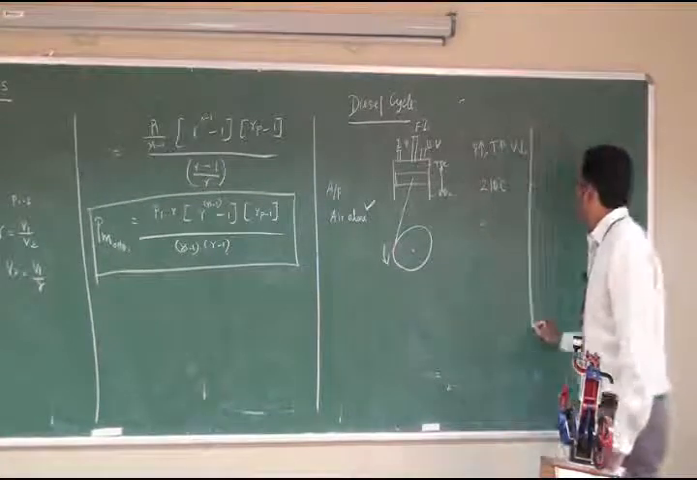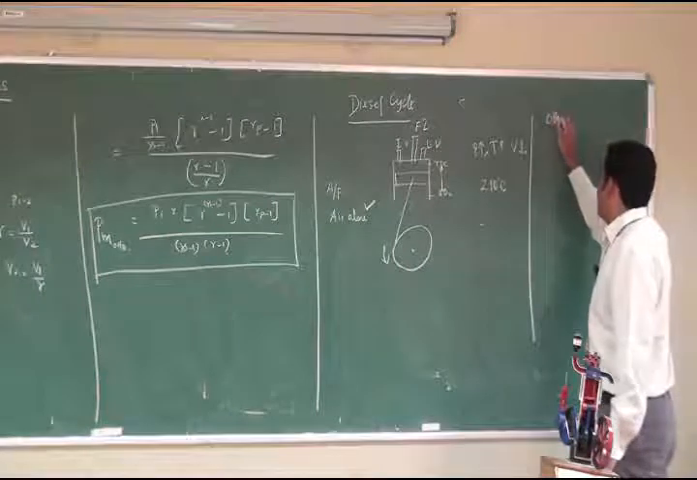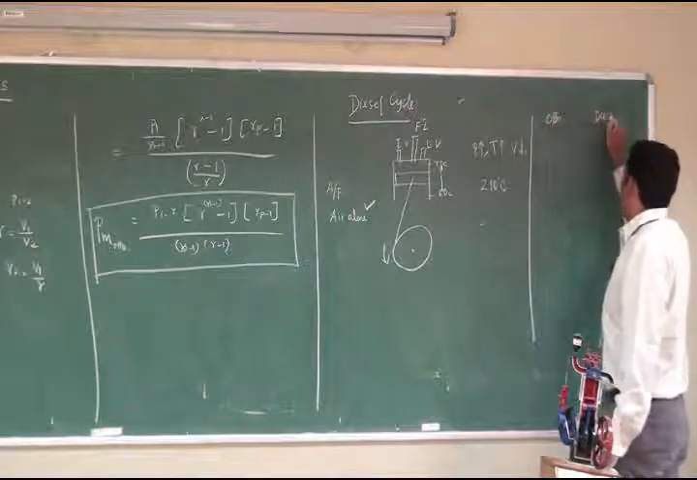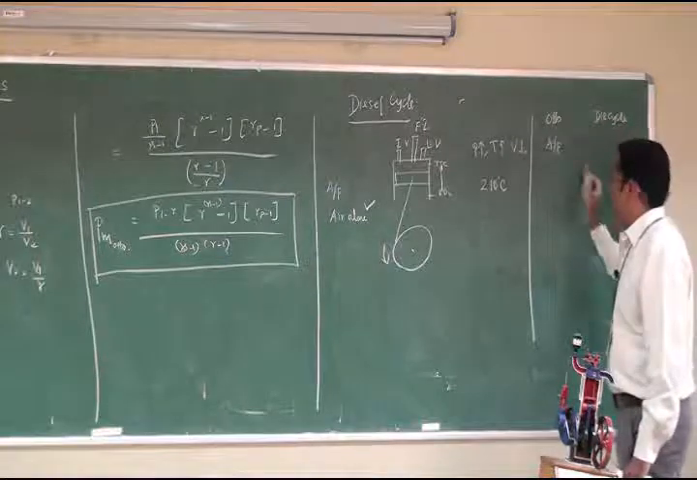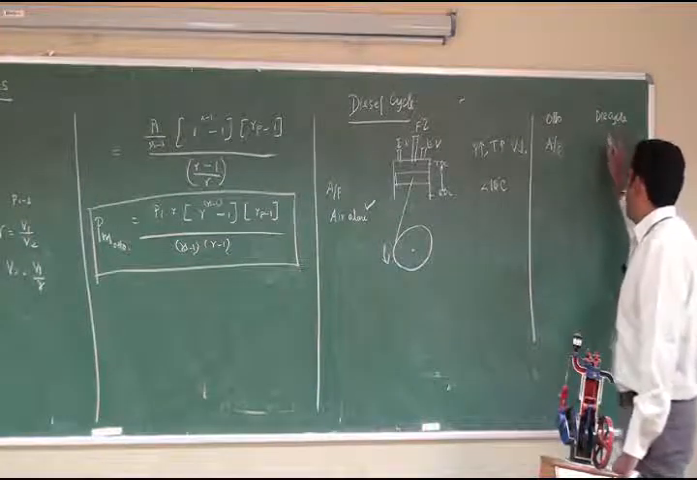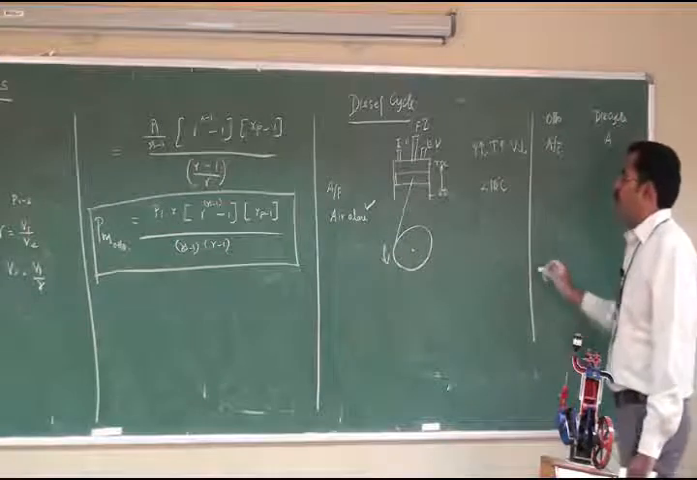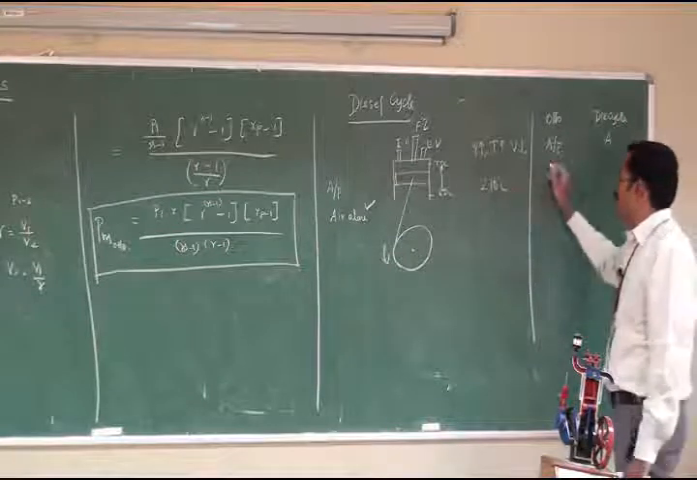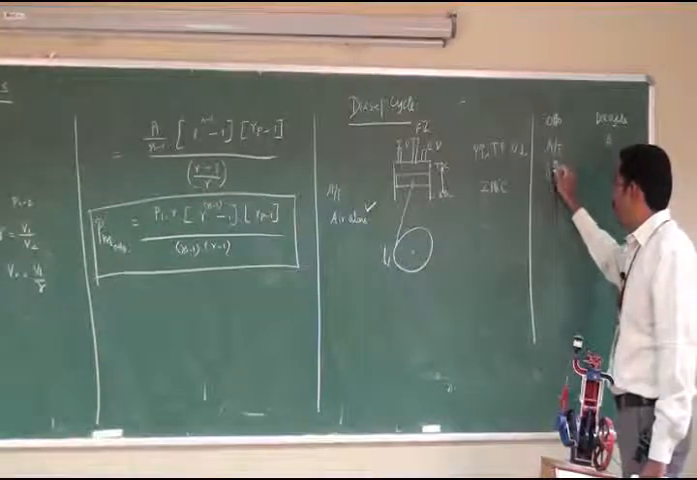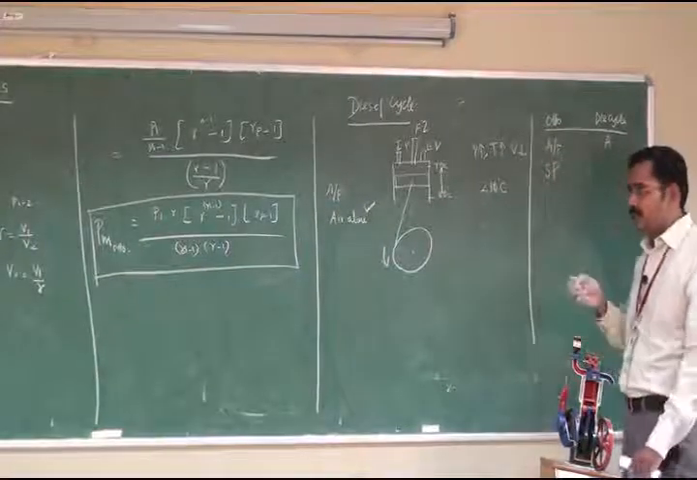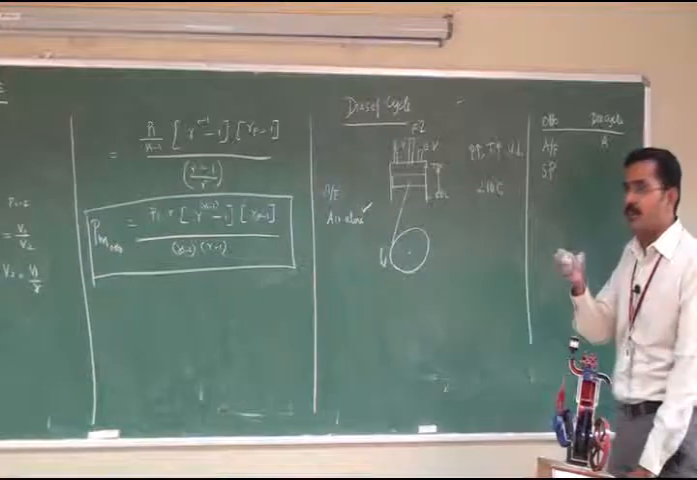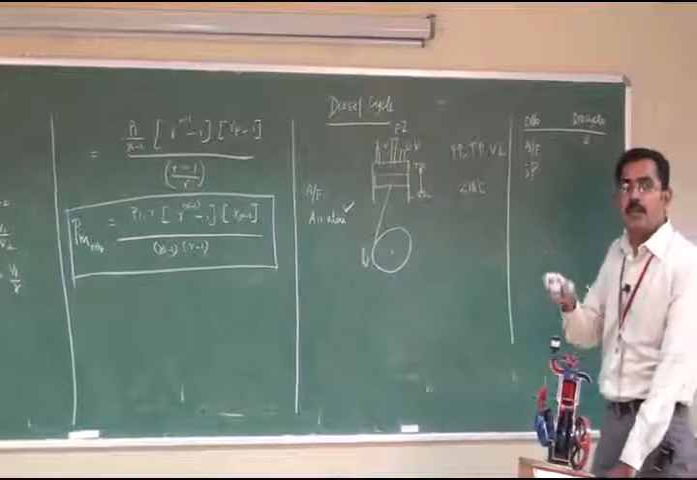So, what is the difference between Otto cycle and diesel cycle? In Otto cycle, air fuel mixture gets introduced into the cylinder. In diesel cycle, air alone is introduced into the cylinder. In Otto cycle, the combustion process is initiated by spark plug. The spark plug produces a spark and thereby the combustion process is initiated.